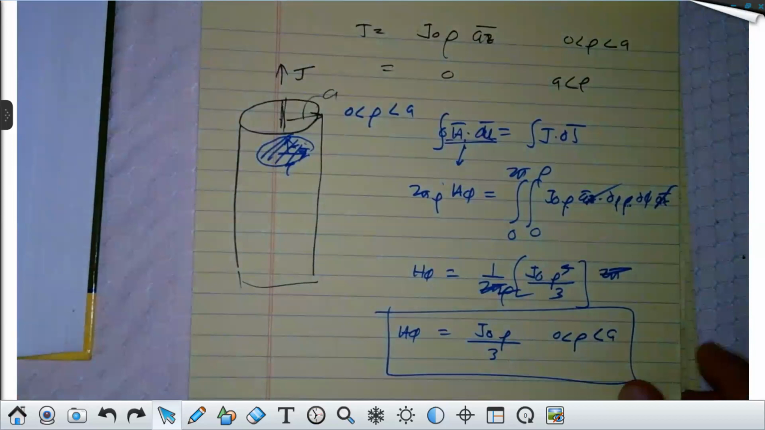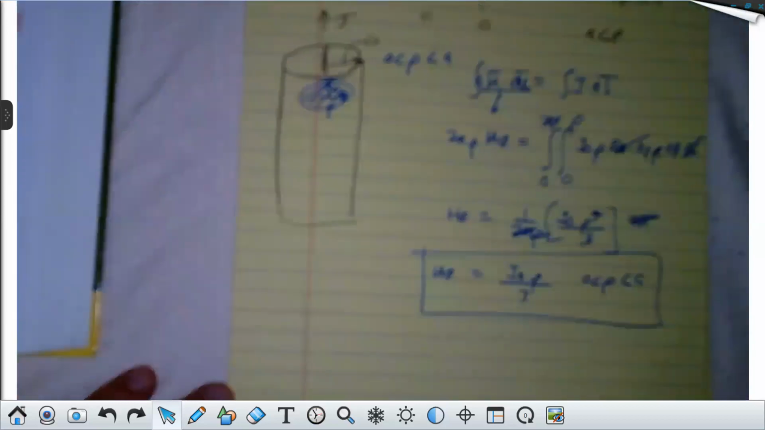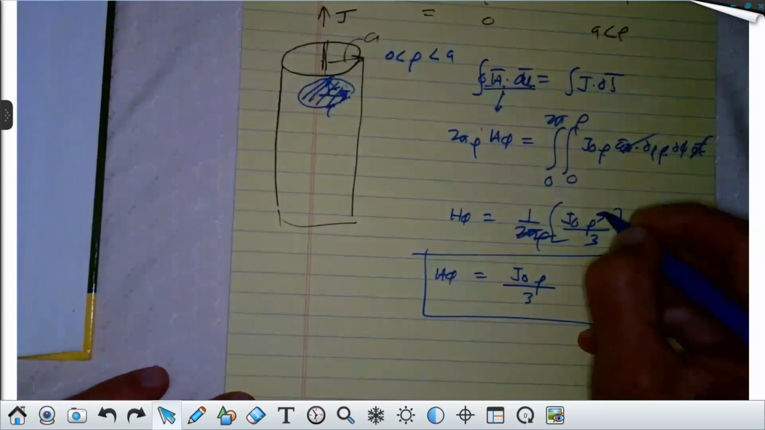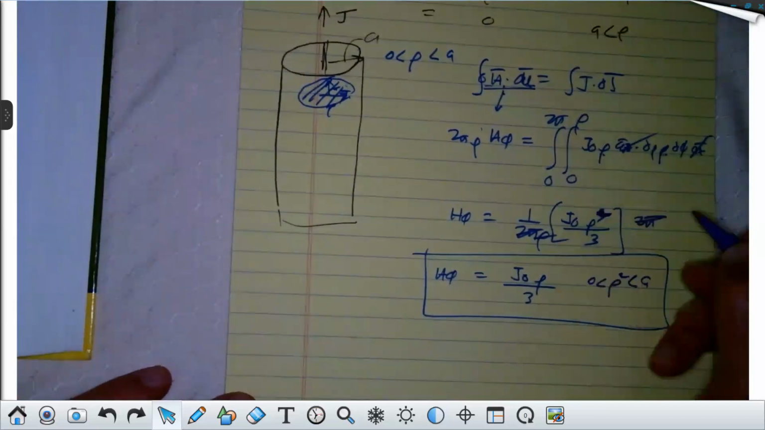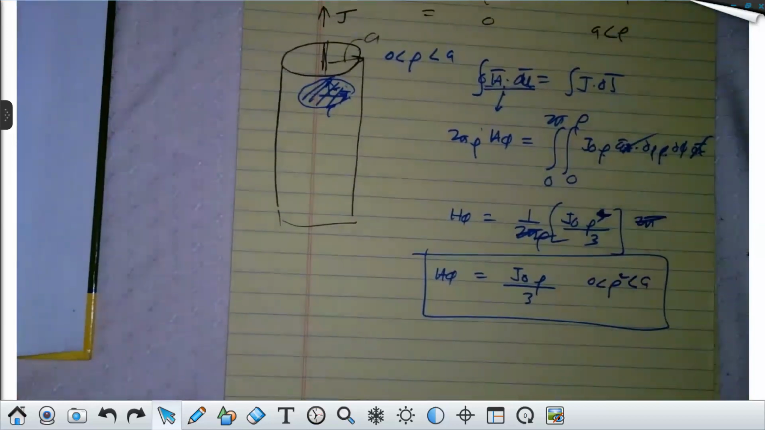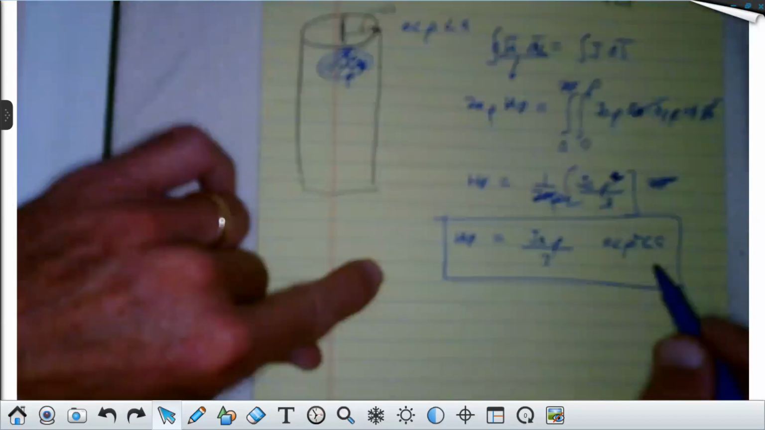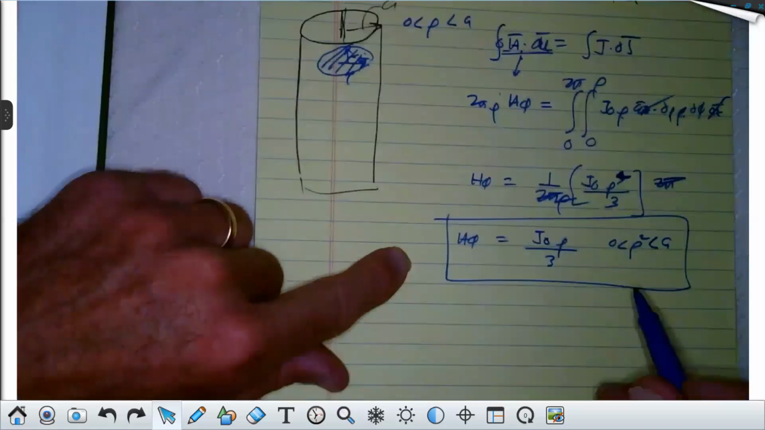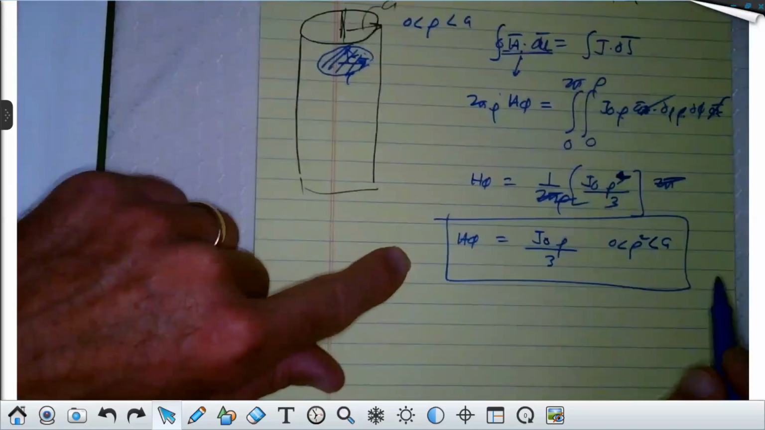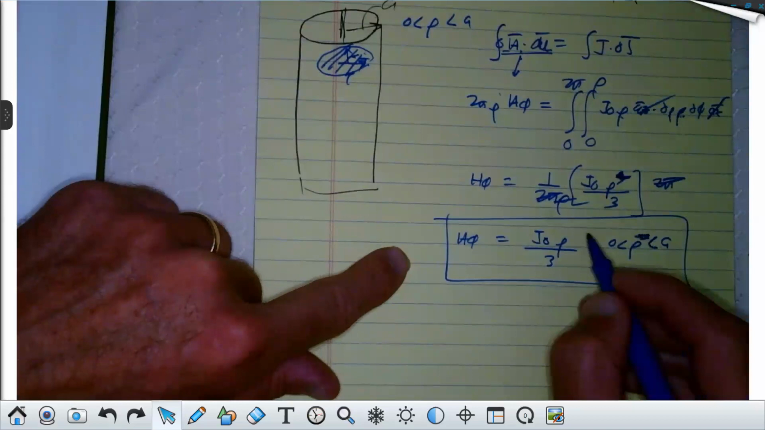Now, it's rho squared. I'm sorry, rho squared. You're right, thank you. Rho squared. And I apologize, I'm time conscious right now, and I want to finish this one and mention one other thing. Are you with me on this one so far? So this would be rho squared.